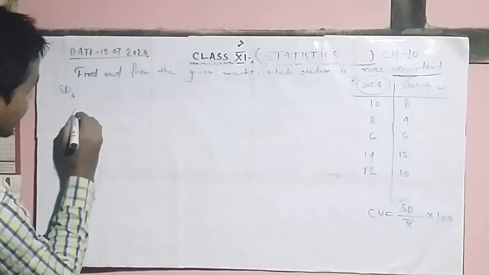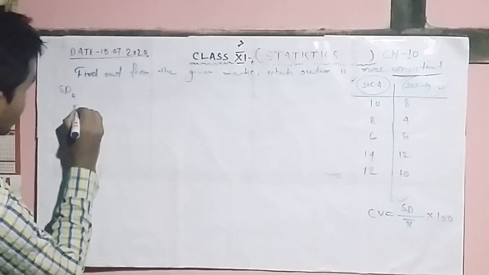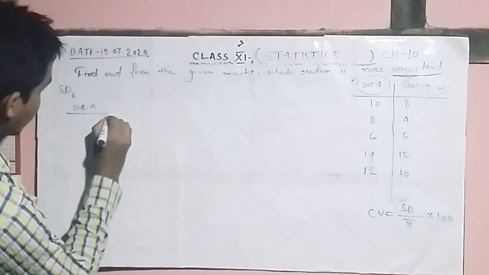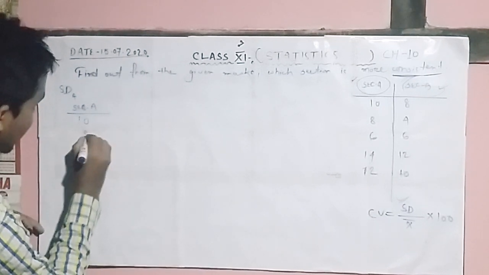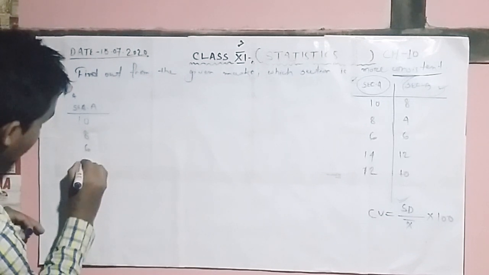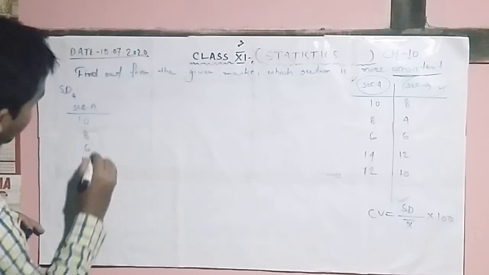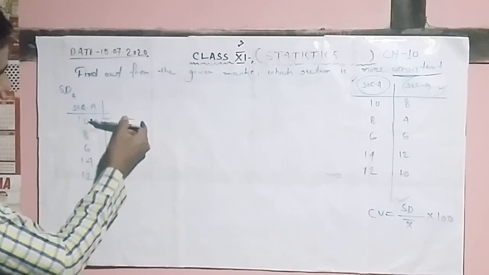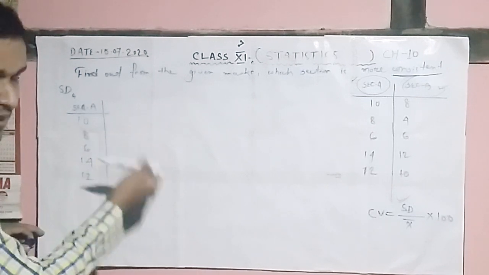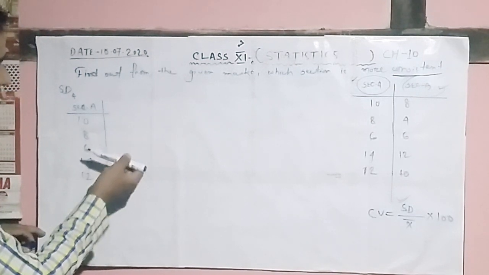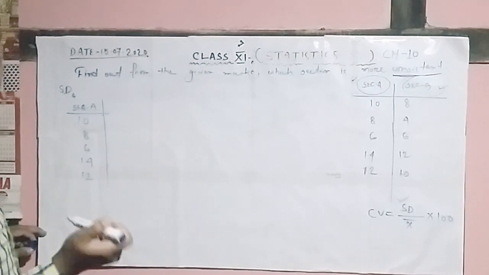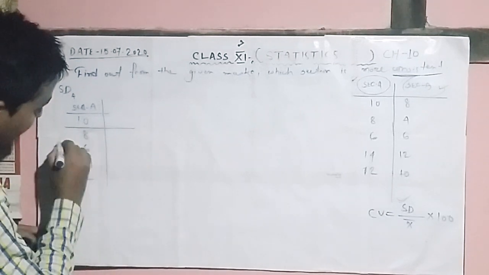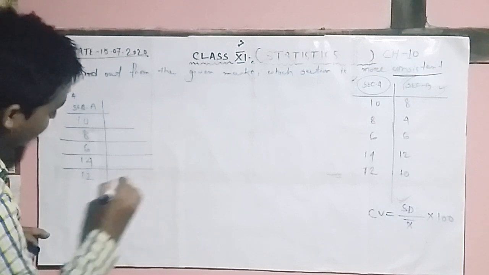Now you see here the marks are given for section A: it is 10, then 8, then 6, then 14, then 12. Now these are the marks. The marks change according to the performance of the students, so here the marks are variable. What is a variable? A variable is the thing whose value changes. So here you will see the marks changing: 10, then 8, then 6, then 14, and then at last 12.